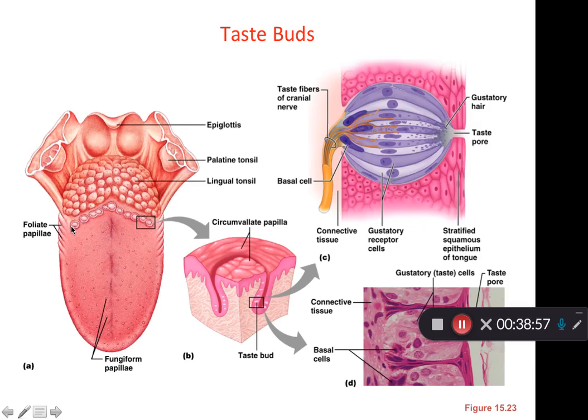However, we can see on the V-line, on the sulcus terminalis, we have this huge taste bud. This huge taste bud is called circumvallate papillae. So this is circumvallate papillae.